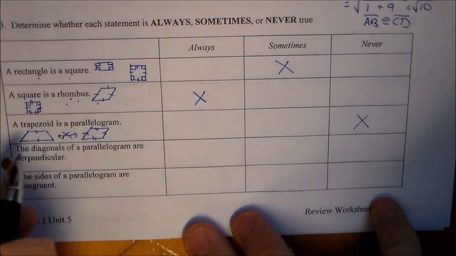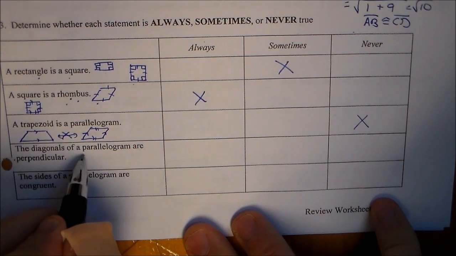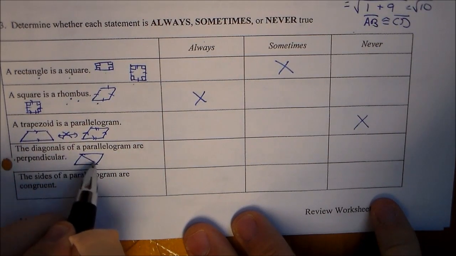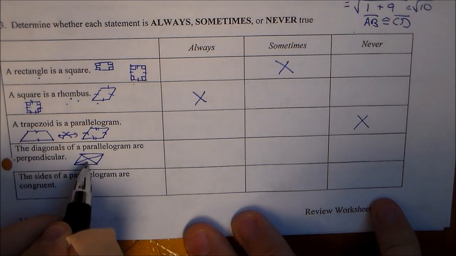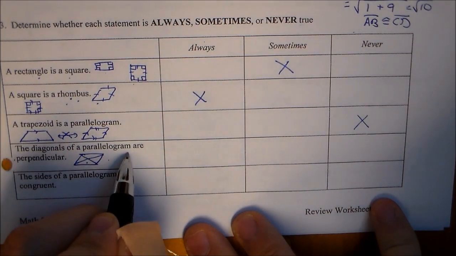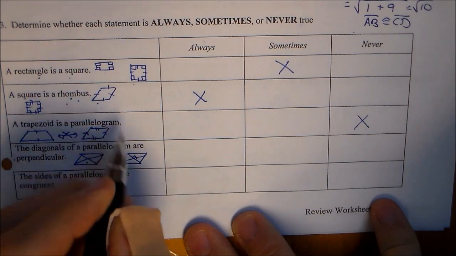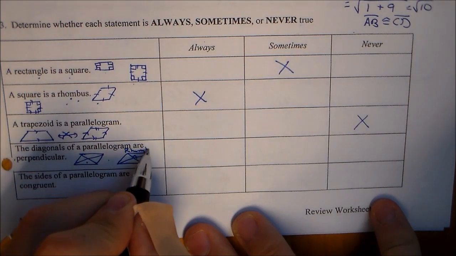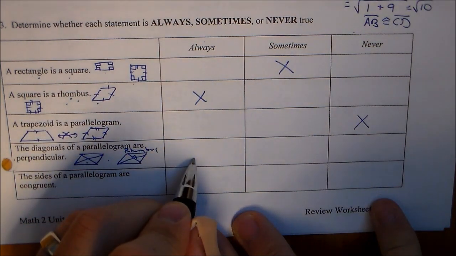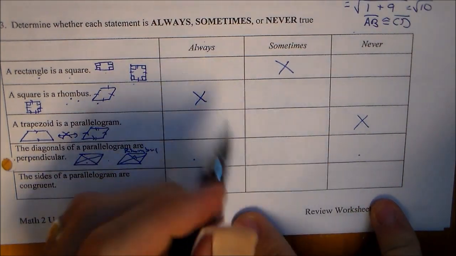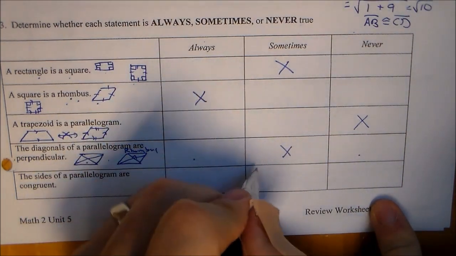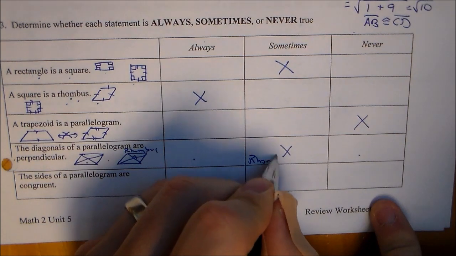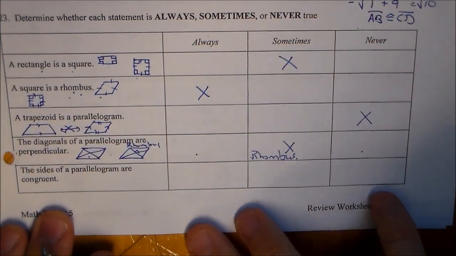The diagonals of a parallelogram are perpendicular. So if I were to draw a normal parallelogram, they're not necessarily perpendicular. When they are perpendicular is when we have a rhombus. So because that happens in a rhombus, it's not always, it's not never, but it's sometimes possible. And that sometimes is when it is a rhombus.